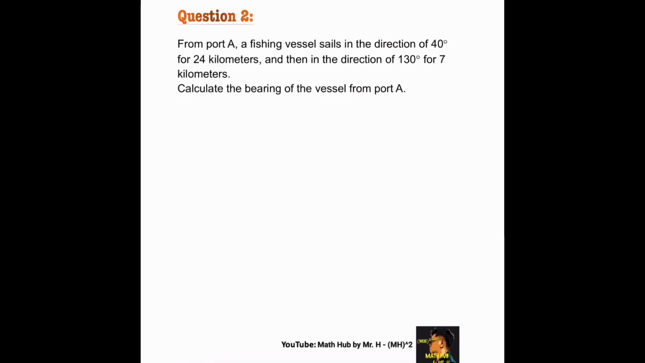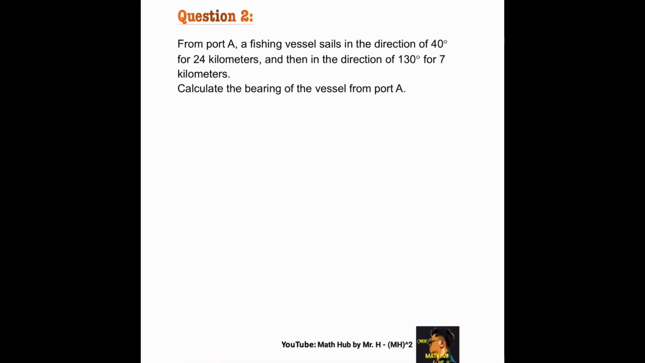From port A, a fishing vessel sails in the direction of 40 degrees for 24 kilometers, and then in the direction of 130 degrees for 7 kilometers. Calculate the bearing of the vessel from port A. Alright, so first of all, let's draw the diagram to represent the given problem.